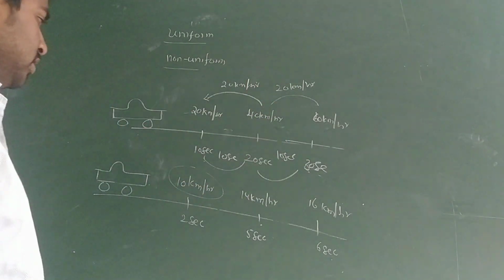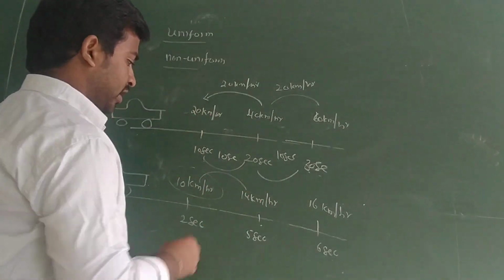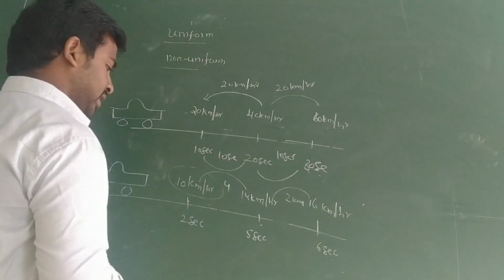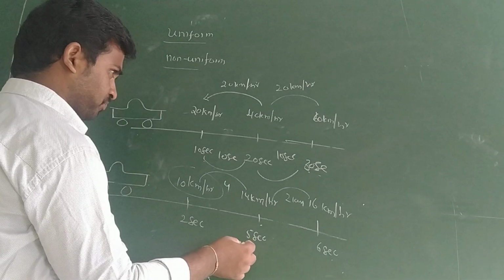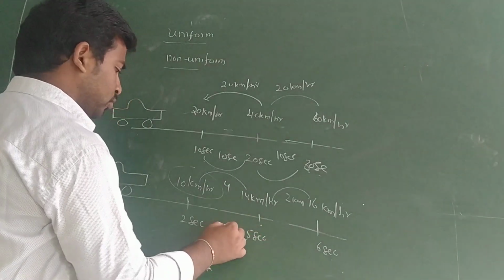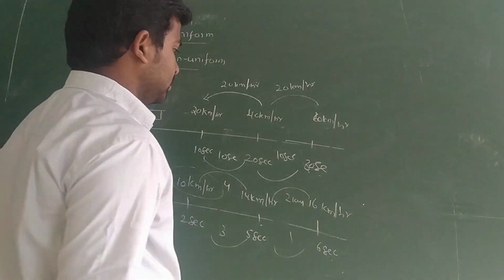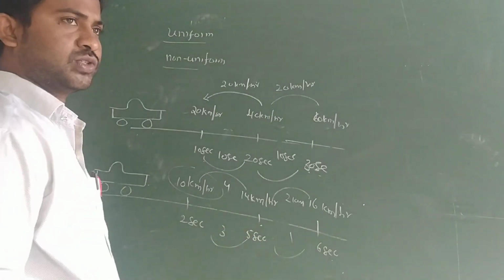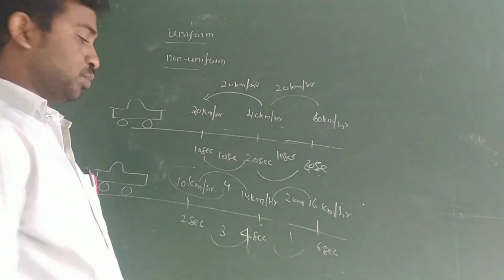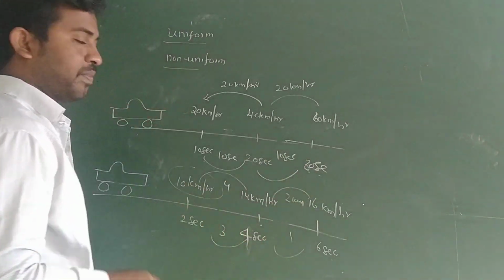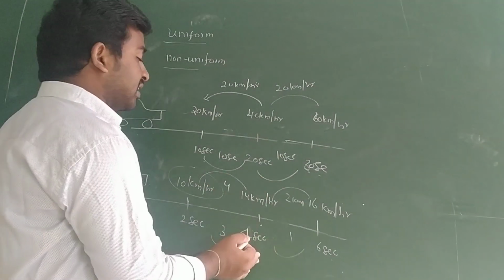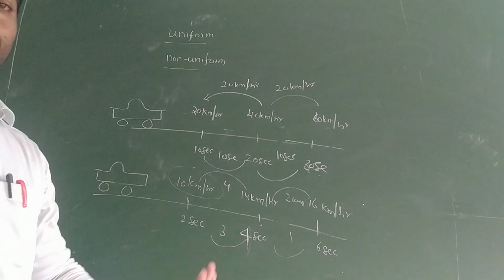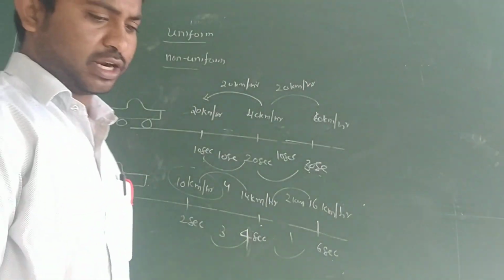You can take 10 to 14, what is the difference? 4. And 16 to 14, what is the difference? 2. Right? And for example, if you take 5 to 2, 3, and 6 to 5. So an object covers unequal displacement, even if you take equal intervals of time. An object that covers unequal displacement in equal intervals of time, or equal displacement in unequal intervals of time, then that body is said to be non-uniform motion. I think everyone is clear up to this.